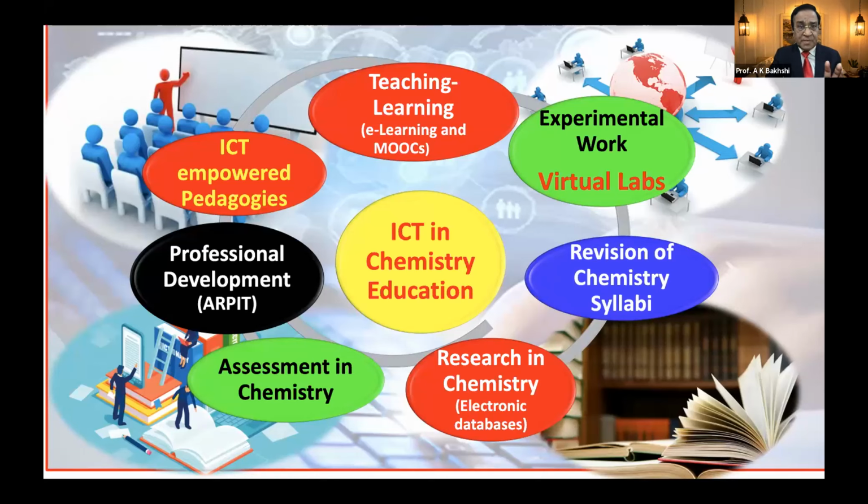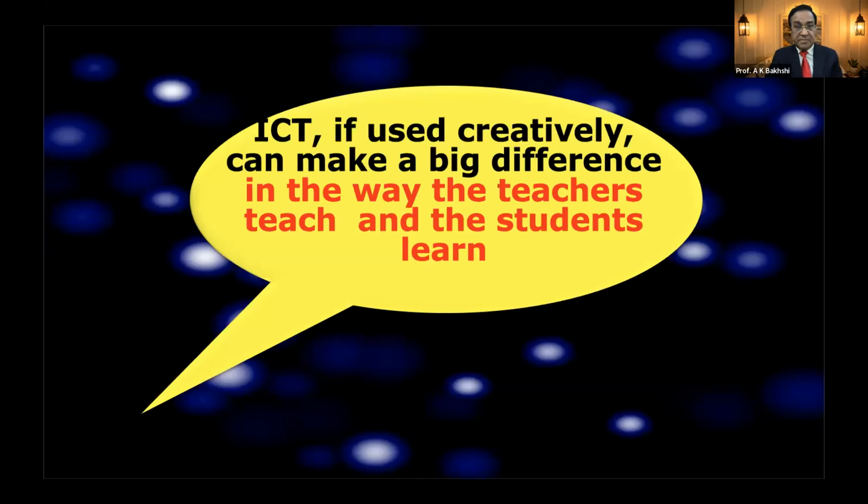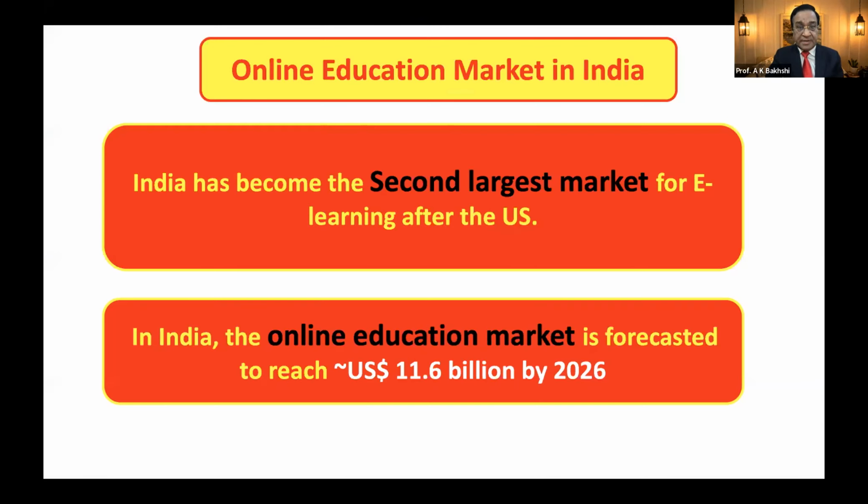They are all showing the digital transformation in the imparting of chemistry education. The message is that ICT, if used creatively, can make a big difference in the way the teachers teach and the students learn. Look at this, how the online education market in the country is developing. India has already become the second largest market for e-learning after the United States.